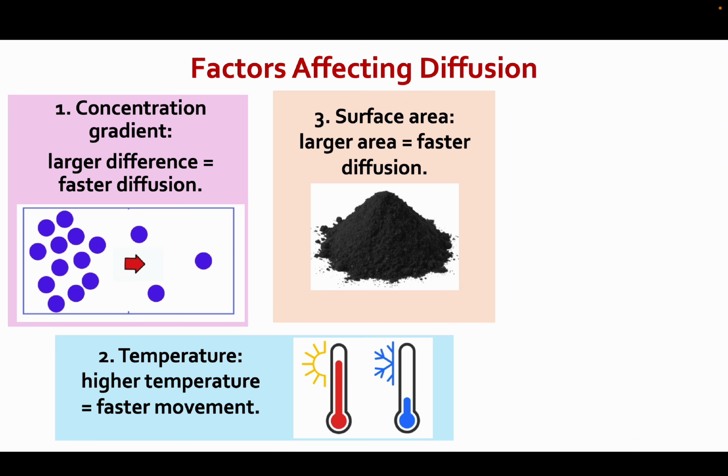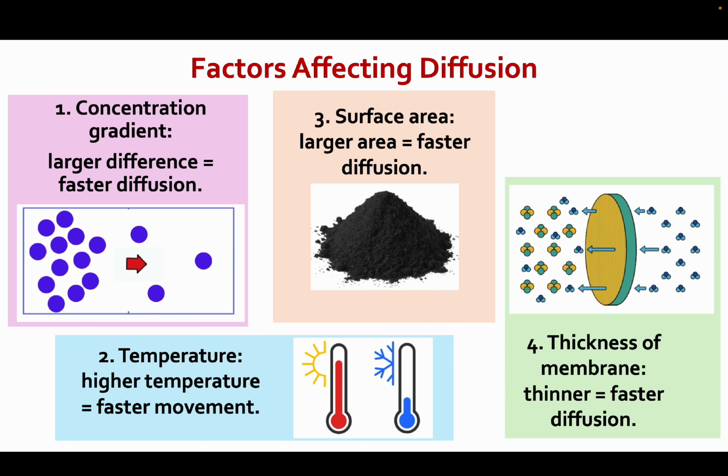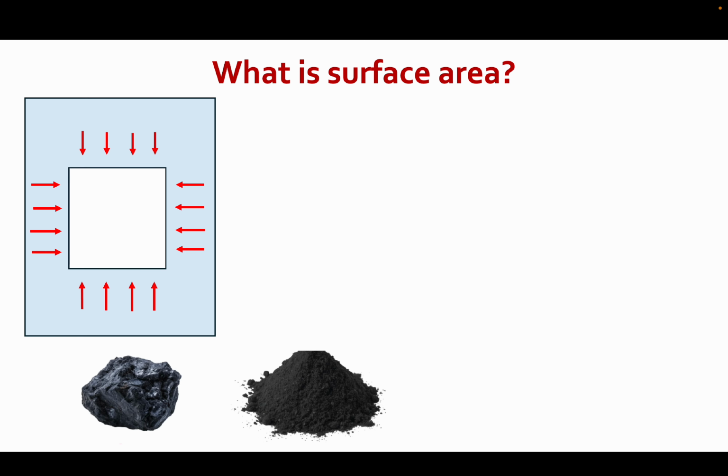The third factor affecting diffusion is surface area. A larger surface area means faster diffusion. In the next slide, we're going to look at how that works. And last but not least is the thickness of the membrane. The thinner the membrane, the easier it is to get from one place to the other, and therefore the faster the rate of diffusion. Let's have a better look at surface area.